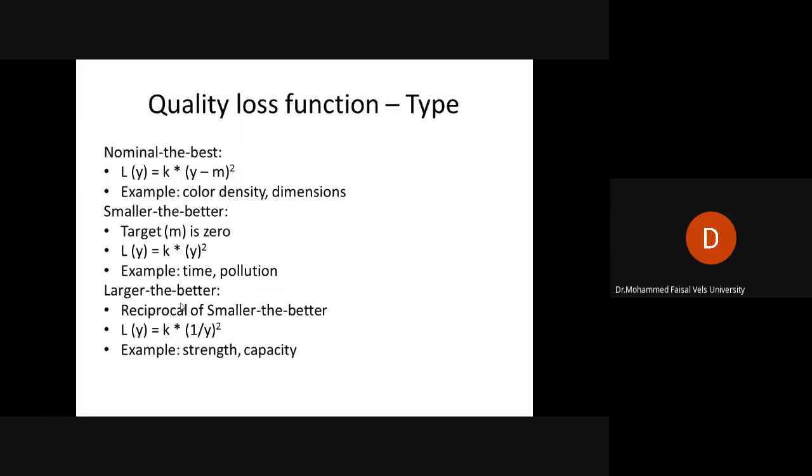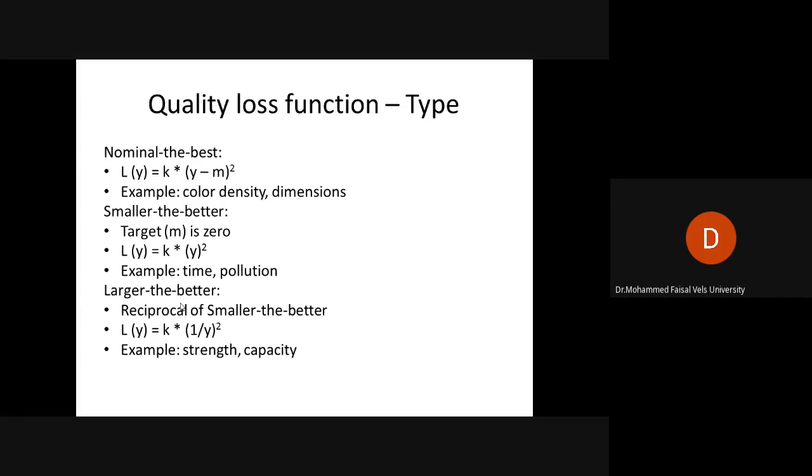Then we talk about smaller the better. Obviously, if it is less, then it is the best. When we talk about lesser time, then pollution, and like this so many parameters we can talk about. Sometimes it is the larger the better. It is the opposite of smaller the better, the reciprocal of smaller the better.